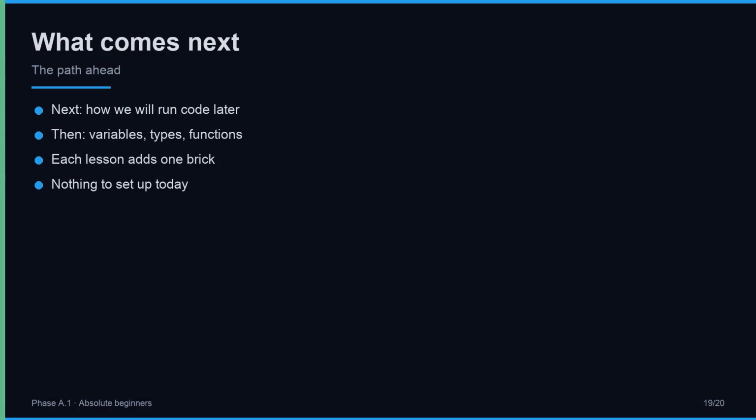4 steady sentences. So where does this lead? The very next lesson previews how we will run code later in the course, without asking you to install anything today. You will meet the tools by name, hear what each one is for, and know they are coming, just not yet. After that we reach variables, types, and functions, the real building blocks of every program. Each lesson adds exactly 1 brick to the wall we are raising together. 1 brick at a time.